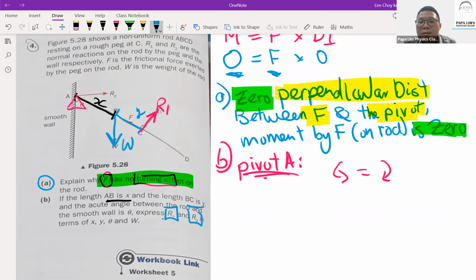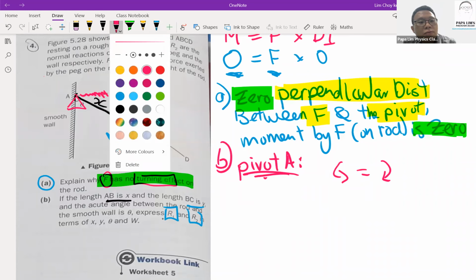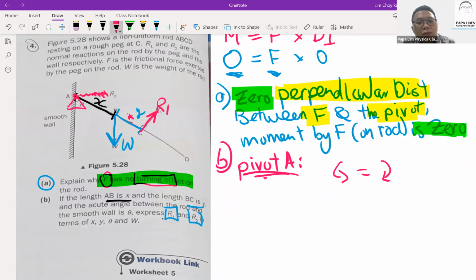Okay. In this particular case, same as part A, forces R2 and F actually do not have any moment, because the perpendicular distance between them and the pivot is actually 0. So if I take the pivot at A, you'll find that the two forces I'm actually interested in are only R1, followed by the weight.